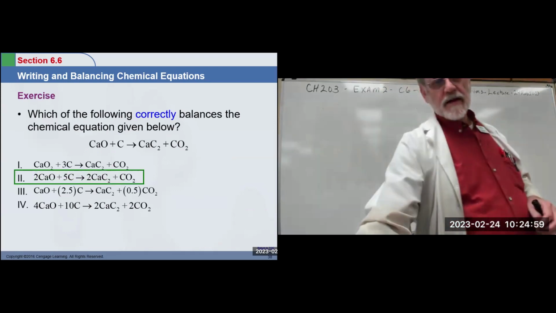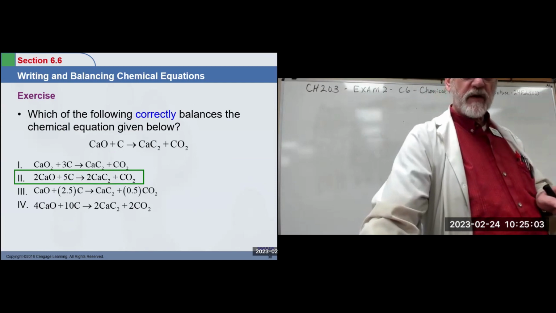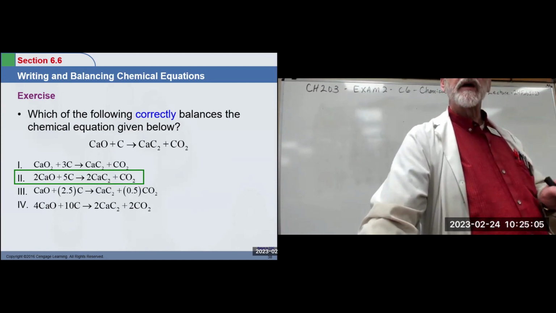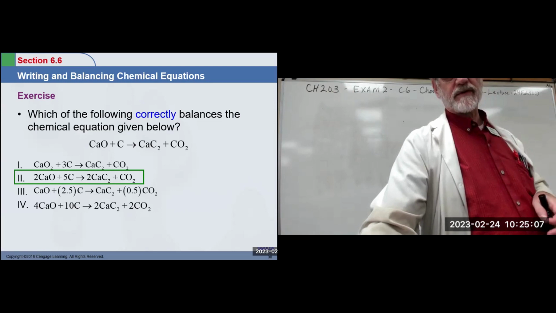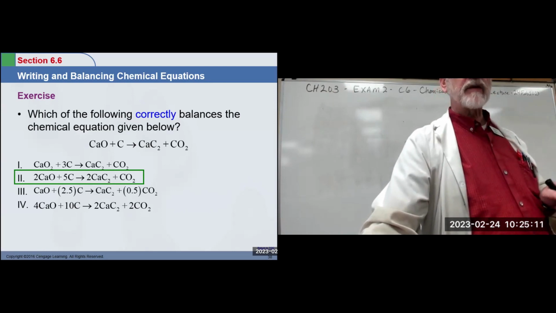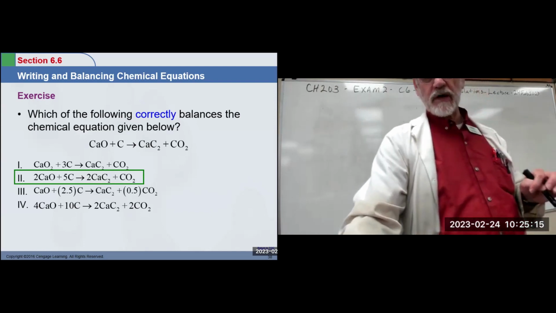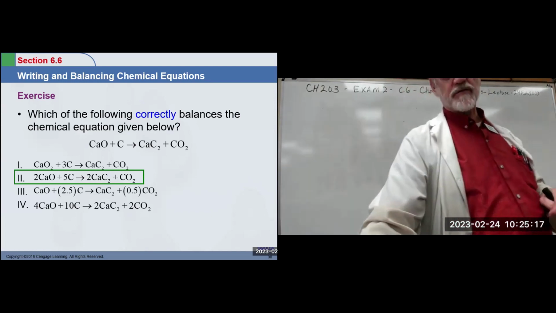All right. So the only point here is that you may have more than one of these that are technically balanced, but they're not all whole numbers. We want whole numbers, not fractions, not anything that can be divided by a common denominator. So Roman numeral 2 is the best answer for that one.